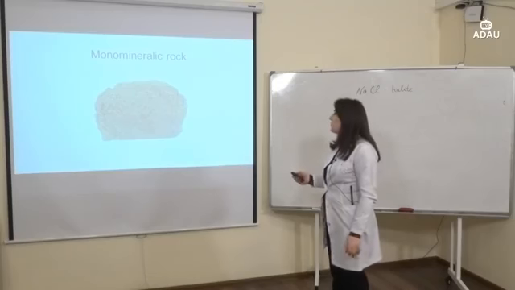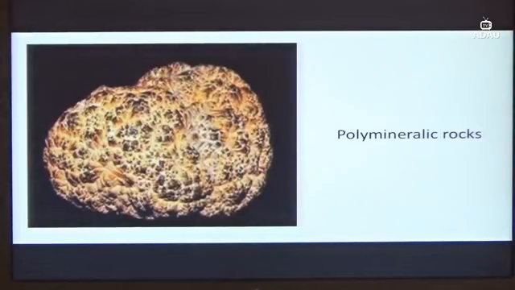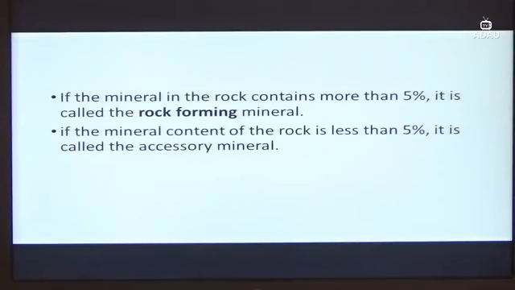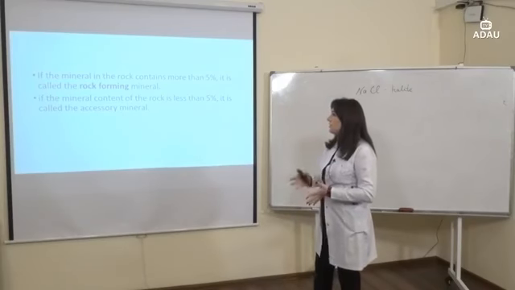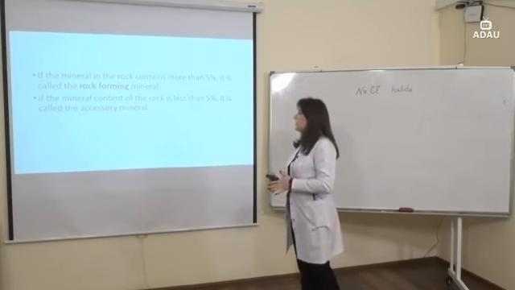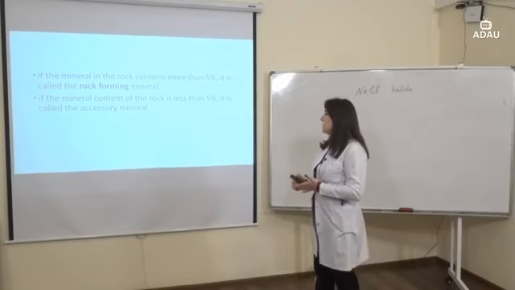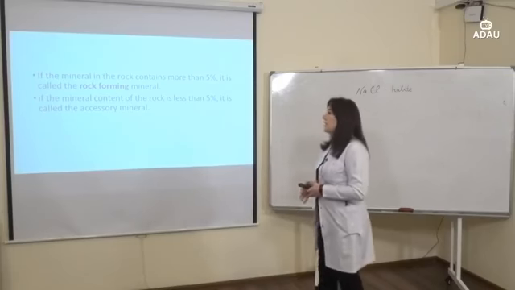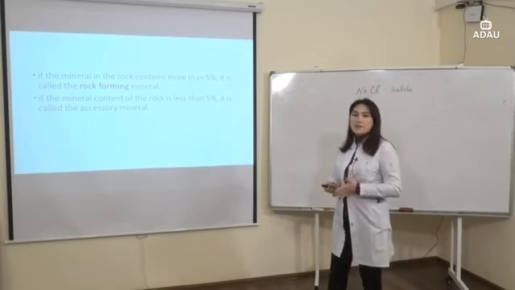It's also monomineralic, homogeneous. It's polymineralic. There are different, we can easily see it, different colors of minerals. And there are two sorts of minerals also. If the mineral content in the rock is more than 5%, we call this mineral a rock-forming mineral. And if the mineral content of the rock is less than 5%, we call this mineral an accessory mineral.